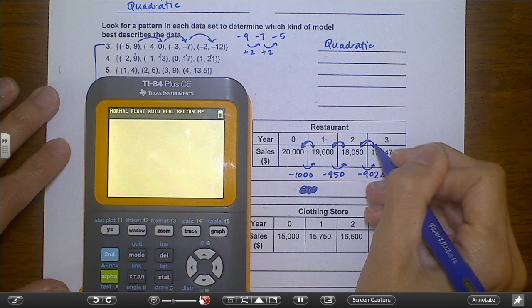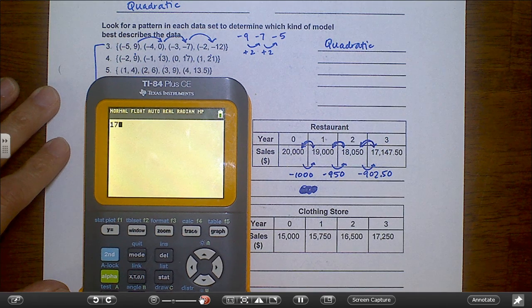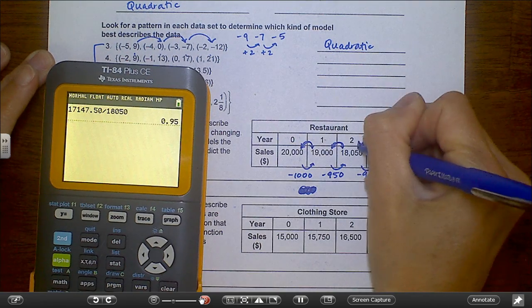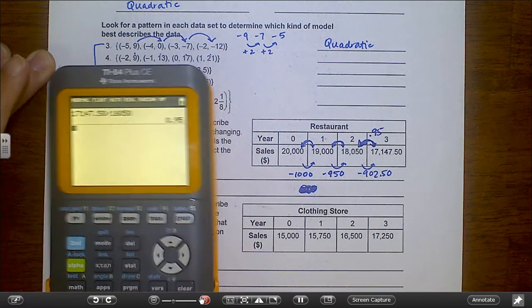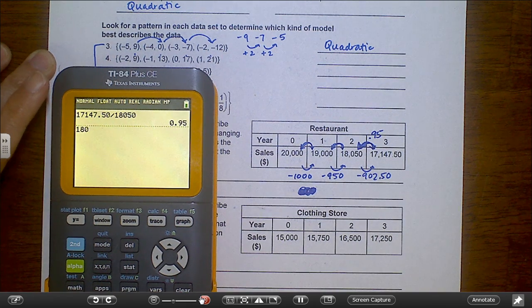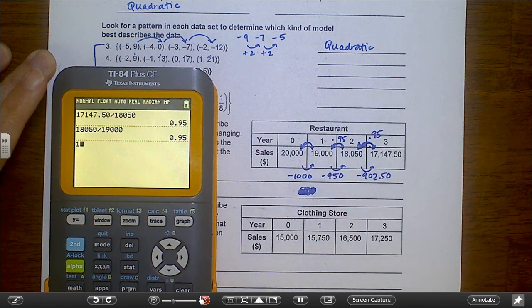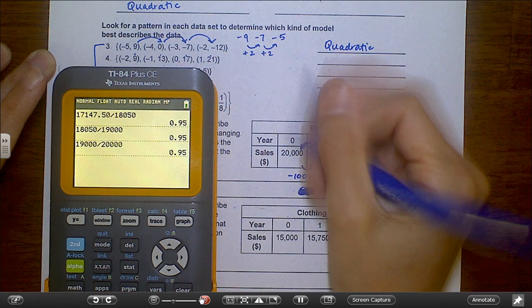So we're going to take 17,147.50 and divide that by 18,050. And I got 0.95. Okay, so when I divide this by this, I get 0.95. And then I'm going to see if I can get the same thing. So 18,050 divided by 19,000, I also get 0.95. And then 19,000 divided by 20,000, and I also get 0.95.